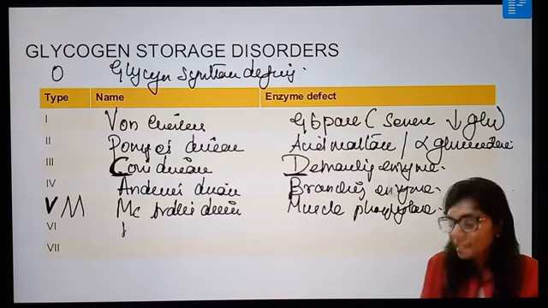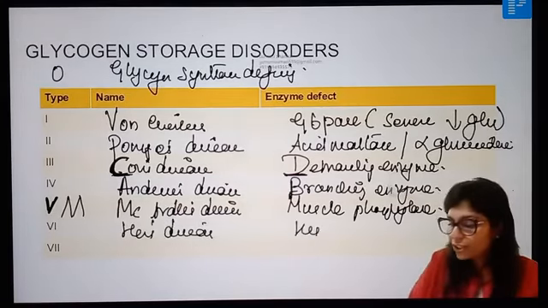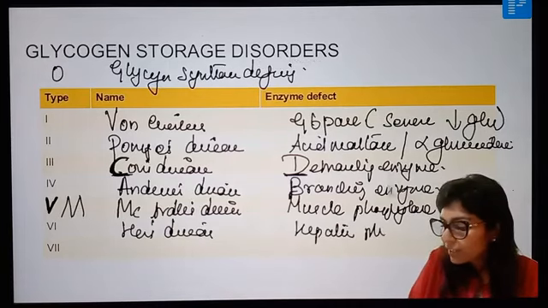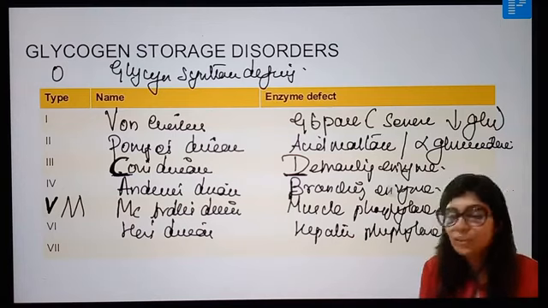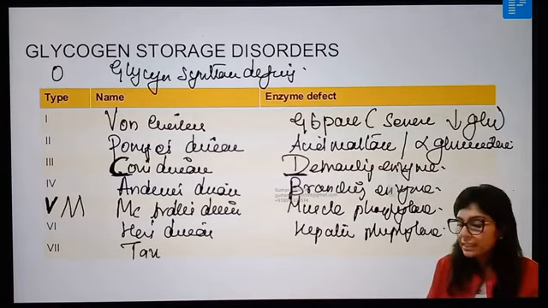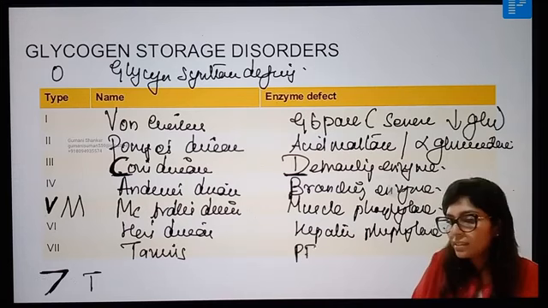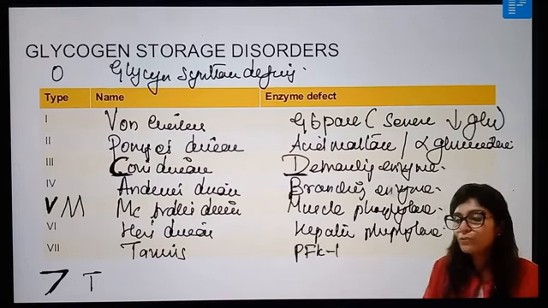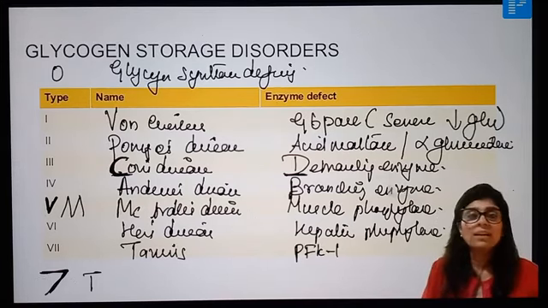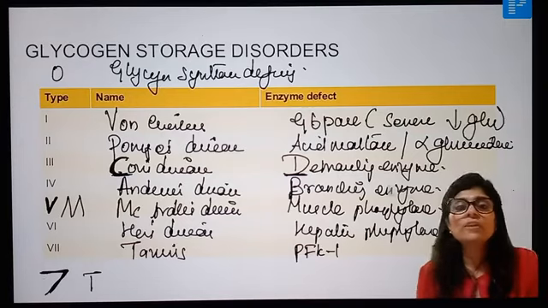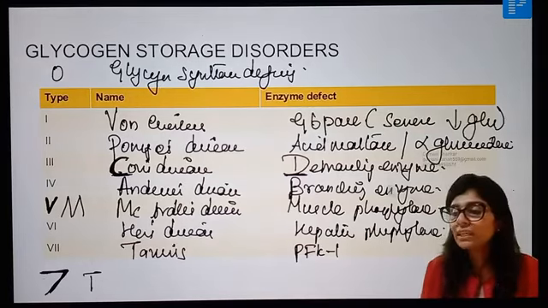Type 6, Hers' disease, H for H, hepatic phosphorylase defect. Hers' disease is hepatic phosphorylase defect. Type 7, Tarui's disease. Type 7, you write it like this, right? 7 is Tarui's disease. Tarui's disease is caused by the defect of phosphofructokinase 1. Okay, Tarui's disease is caused by the defect of phosphofructokinase 1.